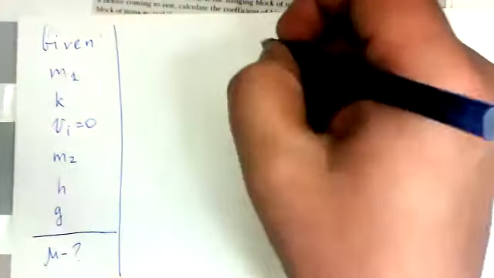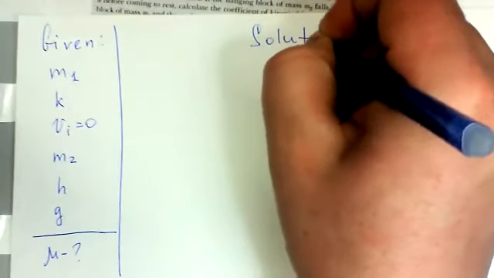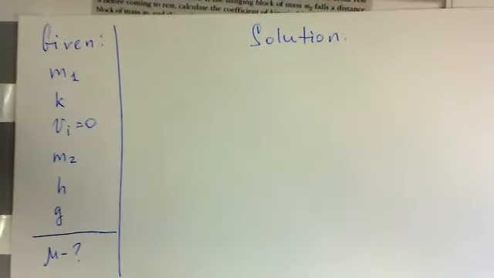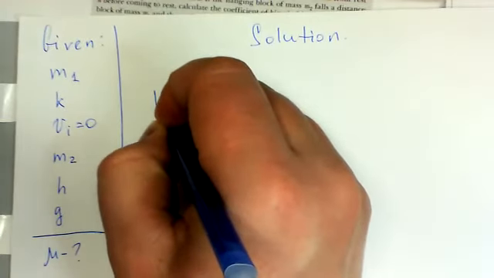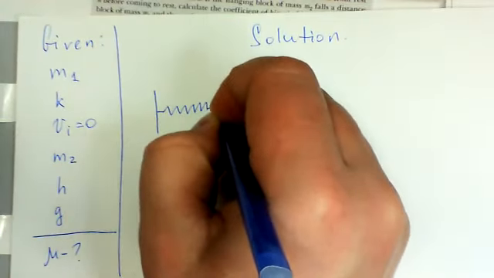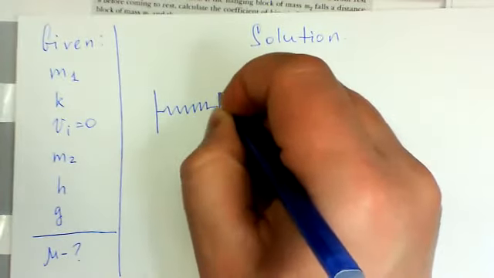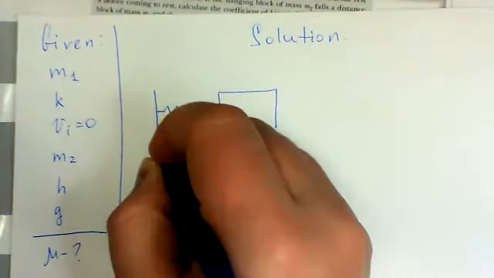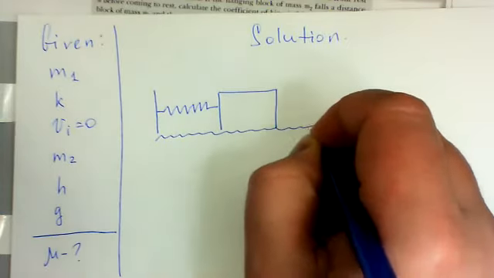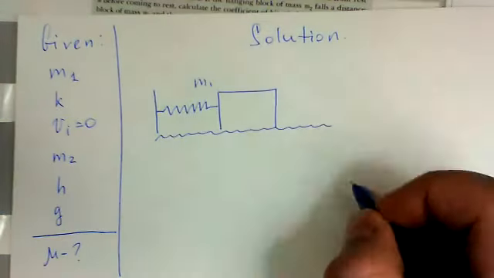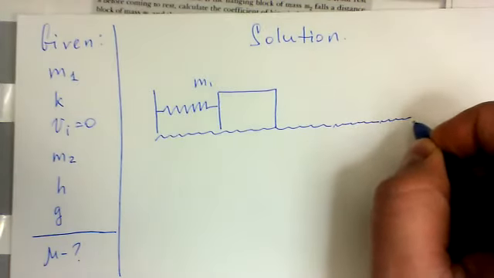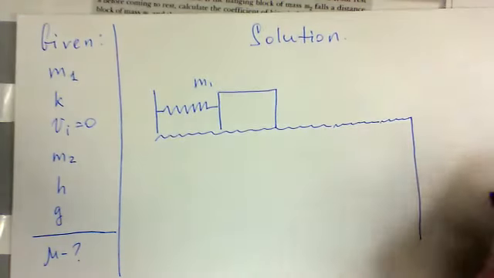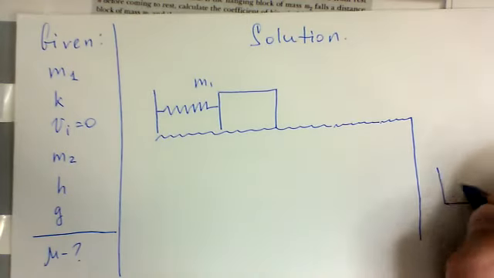Okay, so solution. Let's draw this again here. We have a wall, we have the spring like that. We have a block with mass m1 here. The surface now is rough. It was at the beginning like that. And here we have the second object with mass m2.